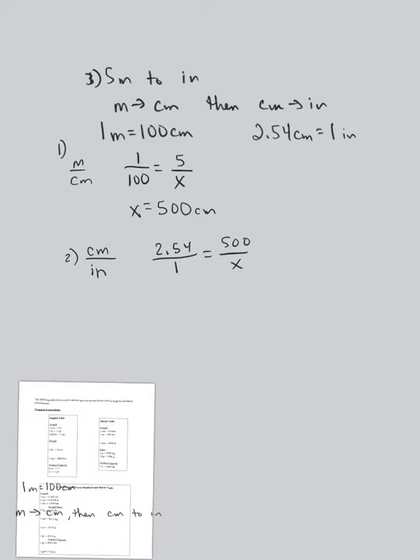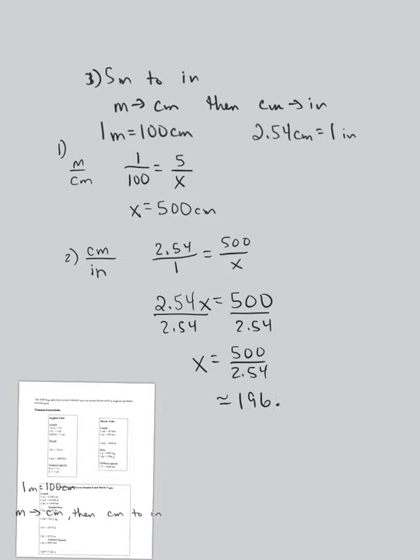Now when we equate our cross products, the first cross product is 2.54 times x is equal to 1 times 500. That's 500. Now to isolate x, I would divide by that 2.54. For my exact answer, this is the best I can do, 500 divided by 2.54. But now we can calculate that on our calculators, and 500 divided by 2.54 comes out to be 196.850394. But then I'm going to tell you to round to 2 decimal places.